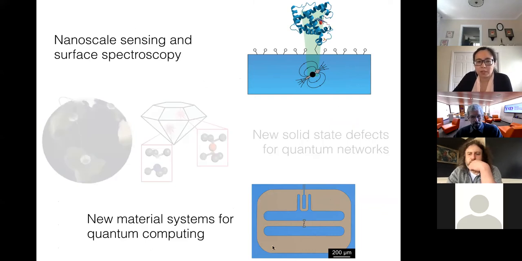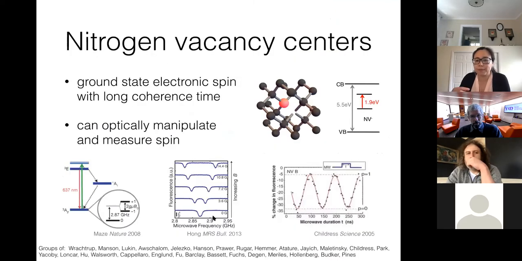I'll just focus on 2 stories, time permitting, today: trying to deploy these color centers for nanoscale sensing, and then using some of the lessons that we learned along this path to try to understand how to improve material systems for quantum computing.